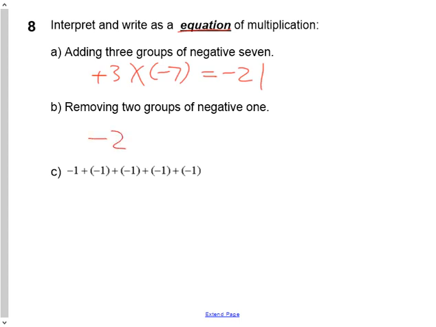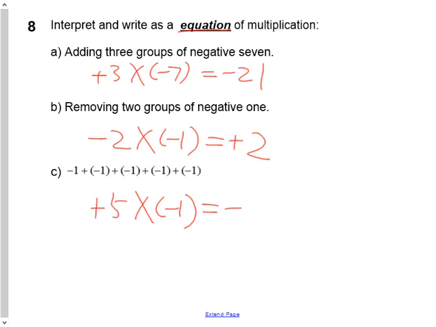Removing 2 groups of -1 is 2 times 1 is 2, and same signs is positive, so our answer would be +2. And here we are adding together 5 groups of -1, and what's the sum of those? The answer would be -5.